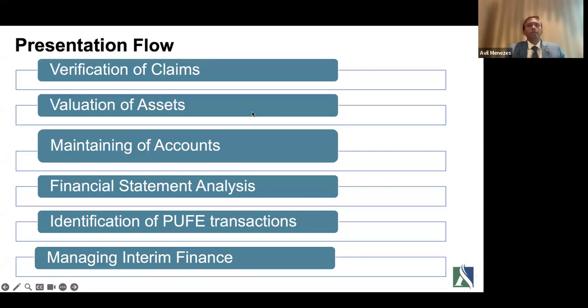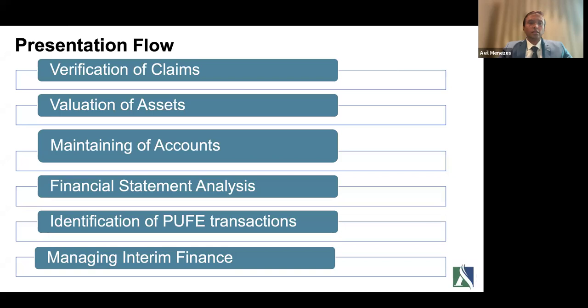So the flow of the presentation and the topics allotted is essentially verification of claims, which is one of the most important aspects for any insolvency professional. Thereafter is valuation of assets, and maintaining of accounts, which is more of a compliance because the RP takes over from the board of directors. Of course, the powers of the board are suspended, but the responsibilities still remain.